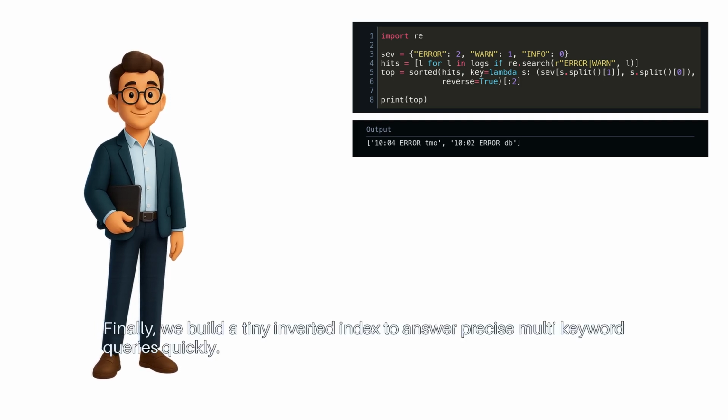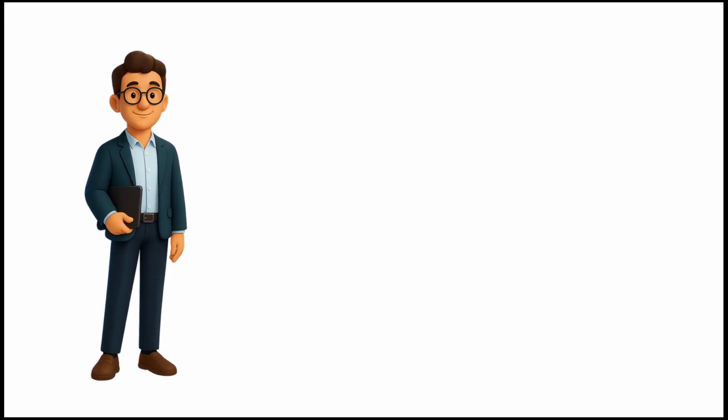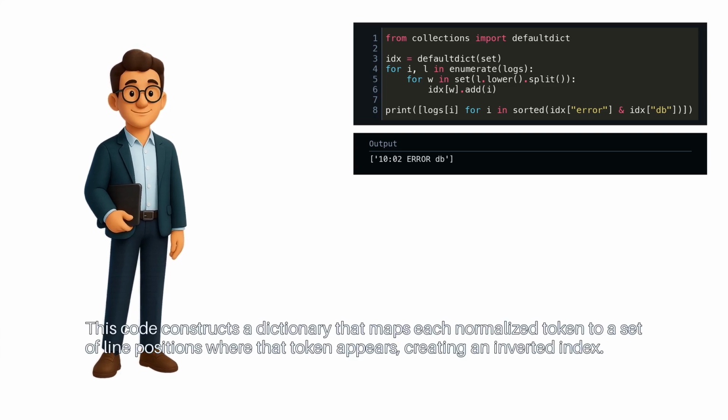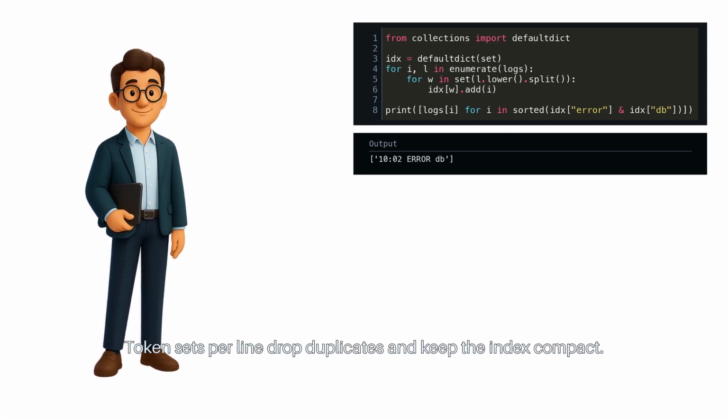Finally, we build a tiny inverted index to answer precise multi-keyword queries quickly. This code constructs a dictionary that maps each normalized token to a set of line positions where that token appears, creating an inverted index. Token sets per line drop duplicates and keep the index compact.